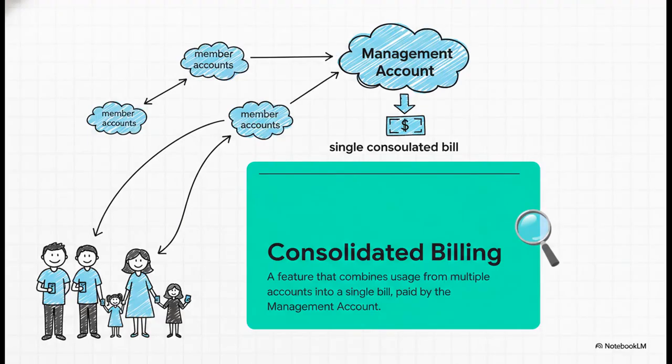The idea here is actually super simple, but it's incredibly powerful. Instead of your finance team getting like 50 different AWS bills every month, all the usage from every single member account gets rolled up into one single consolidated bill. It's kind of like a family cell phone plan, right? Everyone in the family uses their phone, but at the end of the month, one person gets one neat bill for everybody. It's exactly like that.